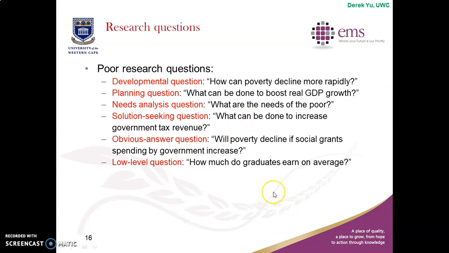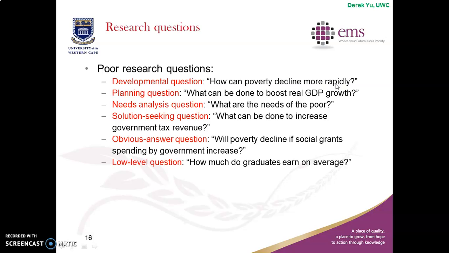Okay, and then now we move on to slide number 16, and I provide you some examples of some very poor research questions. So let's go through these 6 bullets, and then I will explain why they are all poor research questions. So let's look at the first one. How can poverty decline more rapidly?